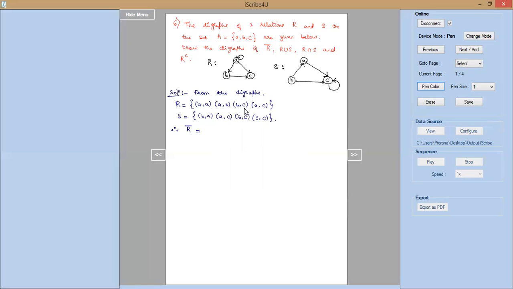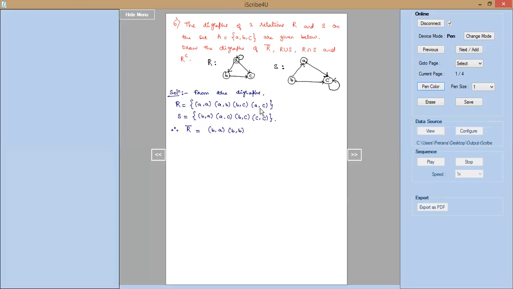So what is not there in the set of all ordered pairs A cross A? BC is the only ordered pair existing here. B comma A is missing. BB is missing. So we will write down BA, BB. R complement is the set of all those elements taken from A cross A minus R. A cross A is the set of all ordered pairs from A on A.